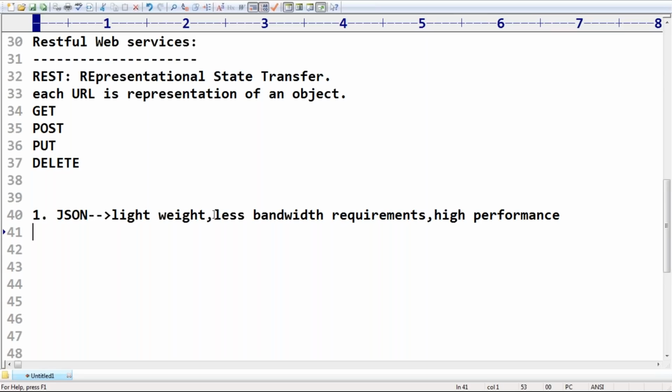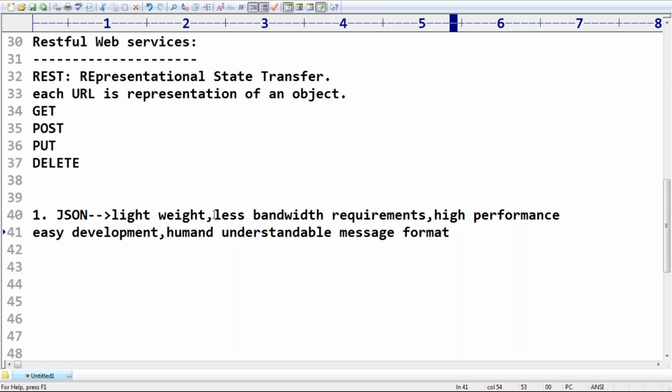Any other special words related to RESTful web services? Because of lightweight, high performance, less bandwidth requirements. Next, easy development. Remember this one, easy development. Next, human understandable message format. Do you know, if I give you just XML data, sir, can you please read it? If I give JSON data, yes, everyone is able to understand. So human understandable message format. Sir, these are keywords related to RESTful web services, right? What is the first keyword?